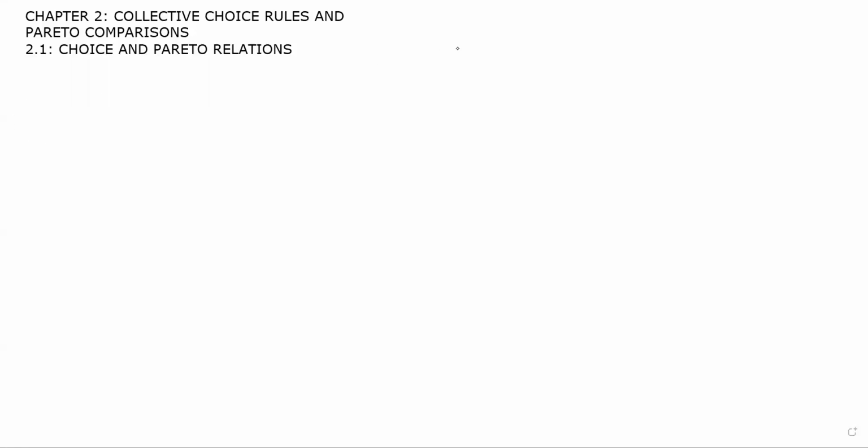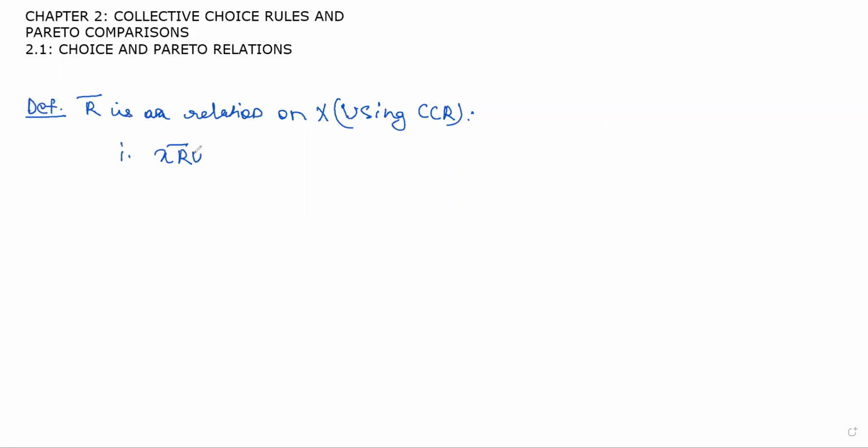So let me define for you the Pareto relation. R bar is a relation on X, using a collective choice rule. How is R bar defined? X R bar Y if and only if X R_i Y for all i. So if every individual thinks X is as good as Y, then and only then is X R bar Y true. This is a definition of a collective choice rule.